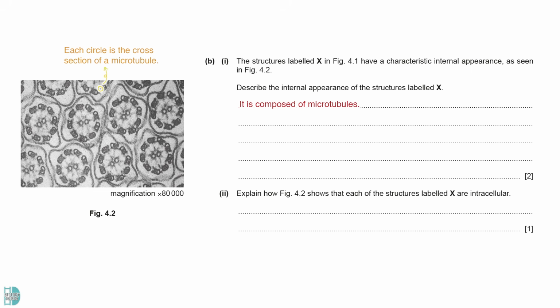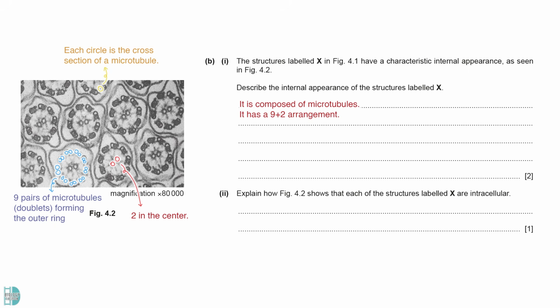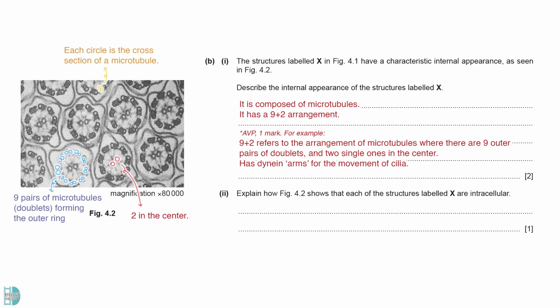Cilia are composed of microtubules. All those circles you see in each cilium are the cross-section of the microtubule. They show a 9+2 arrangement. It means there are 9 pairs of microtubules forming the outer ring, and 2 in the center. Each pair is called a doublet. There is a mark for AVP. You can get this mark by describing the meaning of 9+2 arrangement.